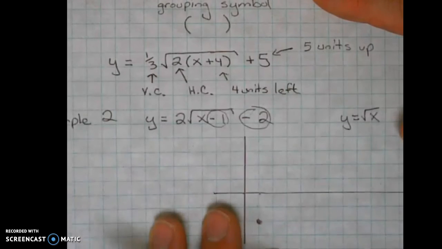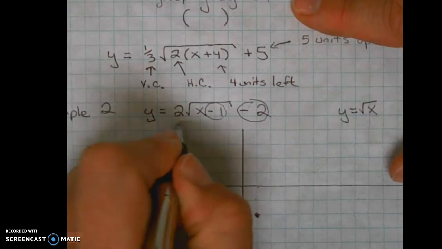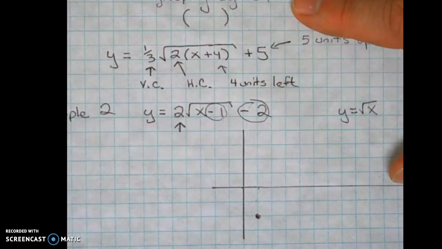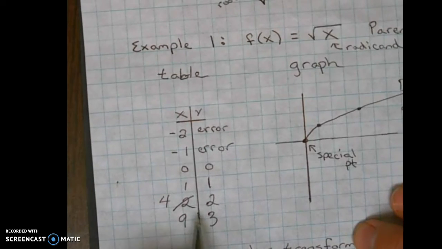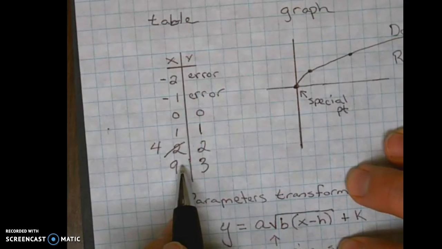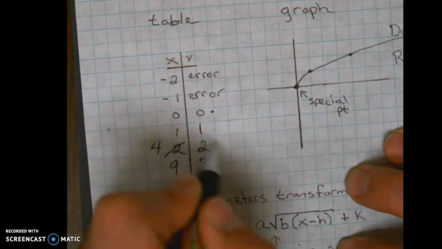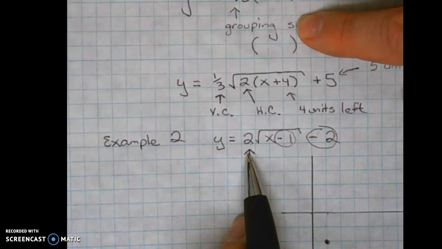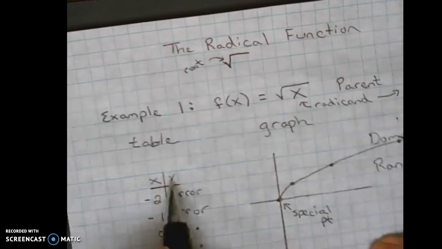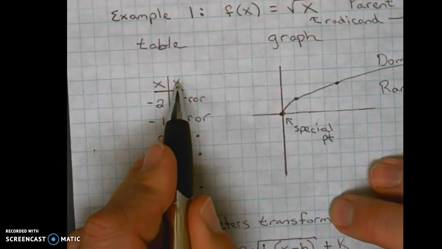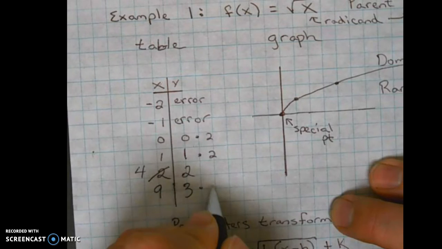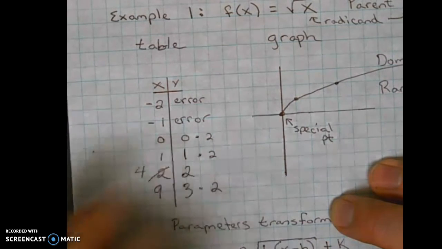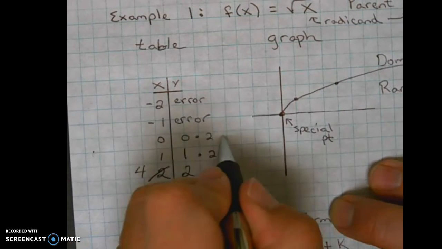Next thing is we're going to apply our vertical stretch. And the easiest way to apply our vertical stretch is to take our table and multiply all of these numbers by 2, because they're getting stretched vertically. And remember, vertical is our y coordinate. So if I multiply all of these by 2, we'll have our new y coordinates.